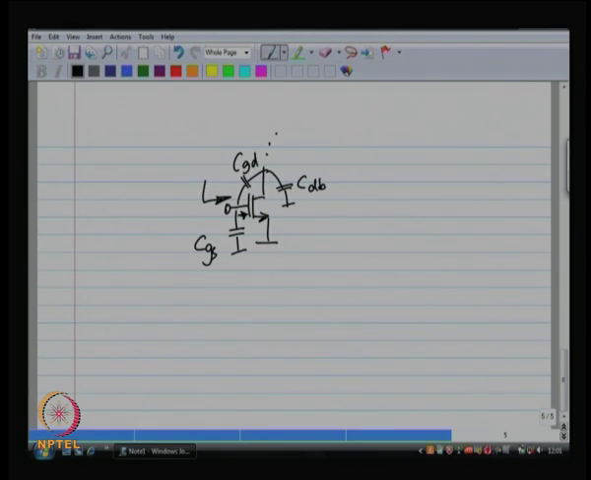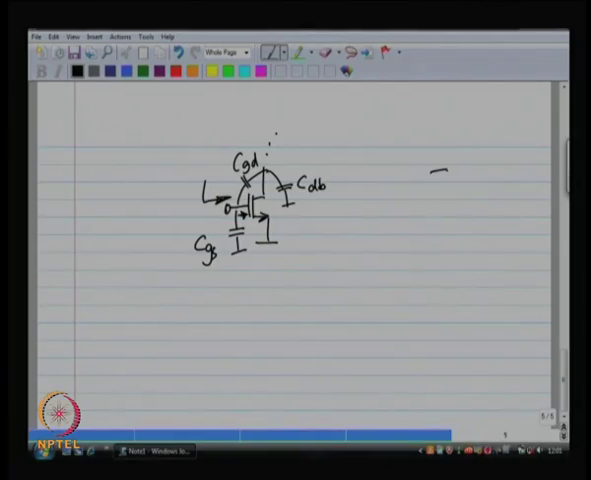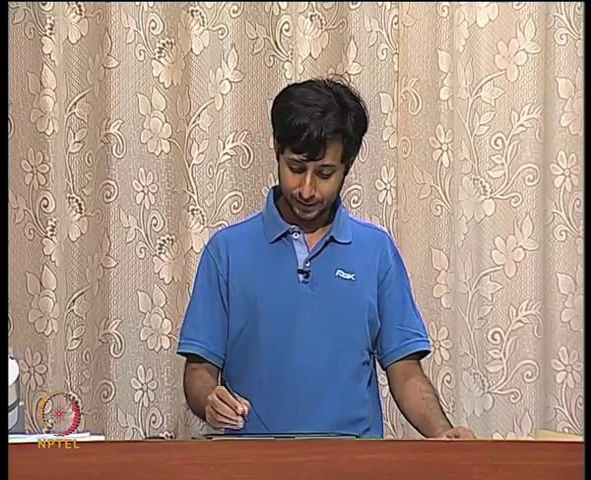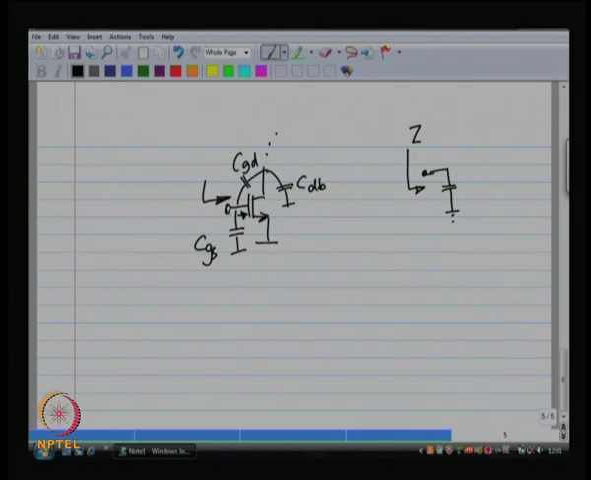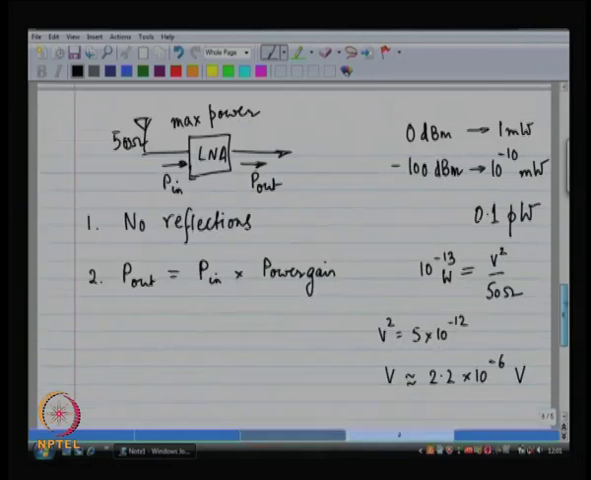Now, if this is the situation, then where is the power going to be burnt? So, my load looks capacitive. If my load looks capacitive, it is never going to burn any power. So, what maximum power transfer are we talking about? If this is my load, which looks like a capacitor.